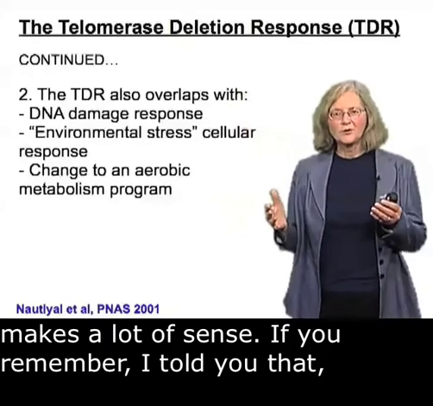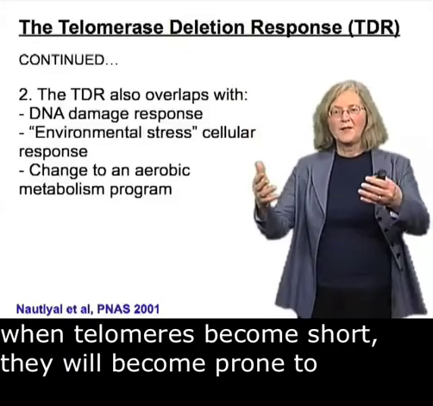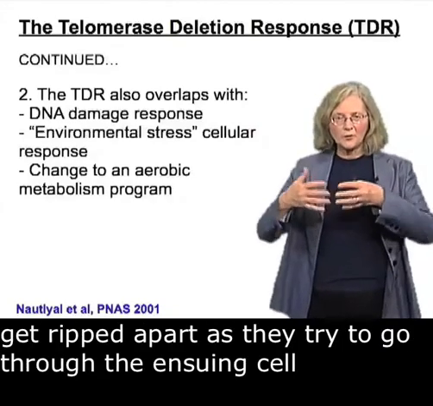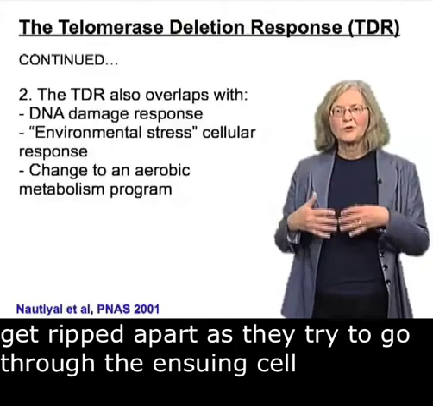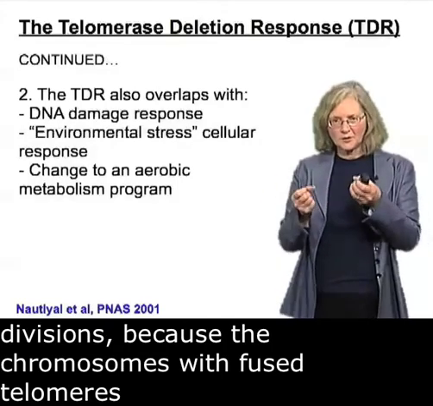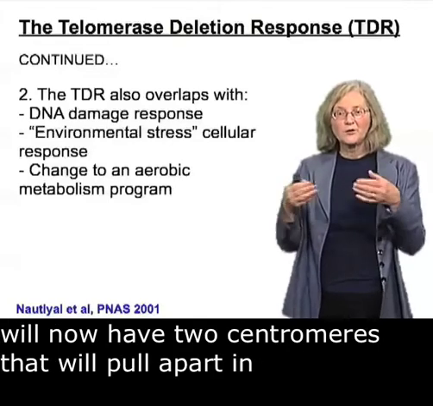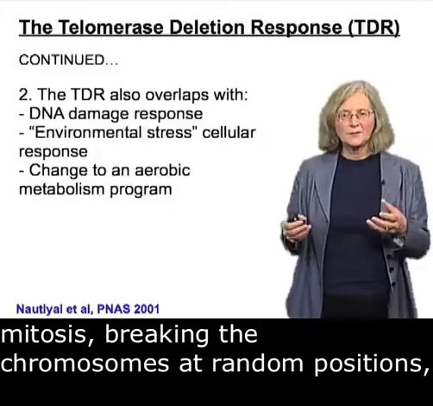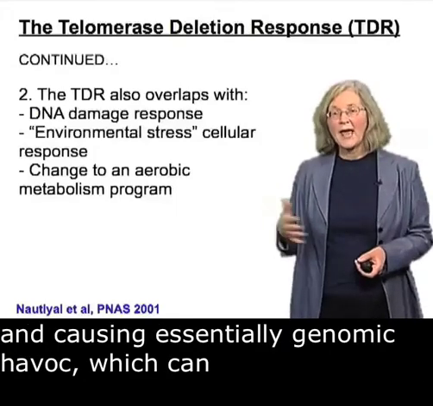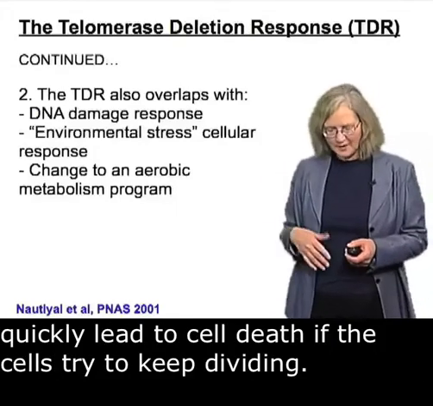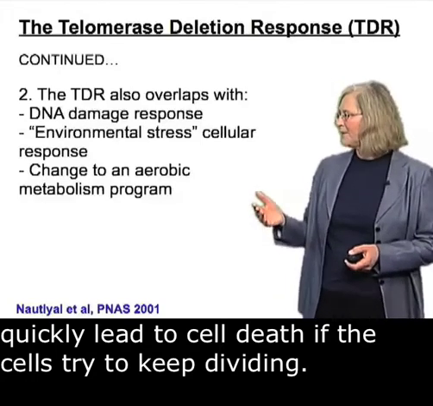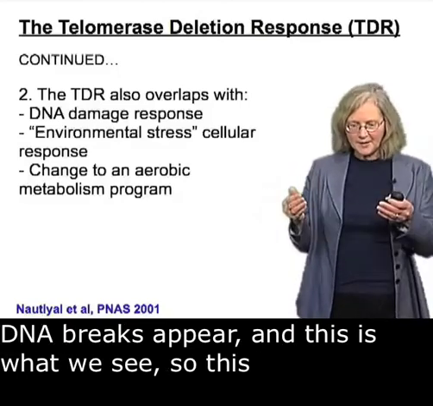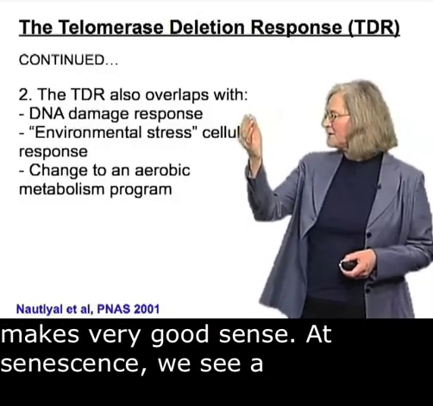If you remember, I told you that when telomeres become short, they will become prone to fusions. And now when they fuse, then chromosomes will get ripped apart as they try to go through the ensuing cell divisions, because the chromosomes with fused telomeres will now have two centromeres that will pull apart in mitosis, breaking the chromosomes at random positions and causing essentially genomic havoc, which can quickly lead to cell death if the cells try to keep dividing. And there's a damage response that takes place when DNA breaks appear, and this is what we see. So this makes very good sense.